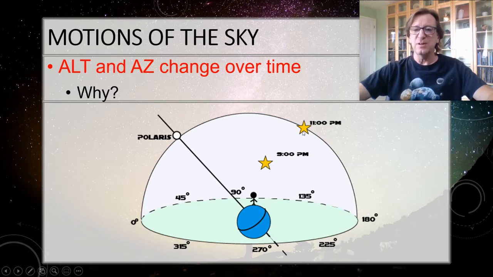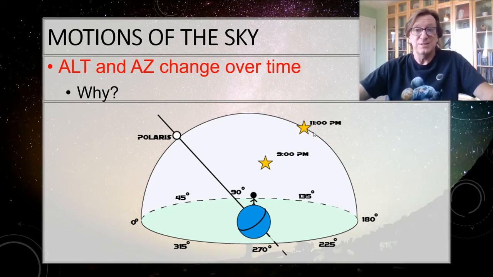Then at 11 o'clock, now it's directly above the southern horizon. So its azimuth has changed. It's at 180, and now it's up at its maximum altitude, maybe 60 degrees. So the altitude and azimuth are obviously changing. So the question is, why? Why does the star appear to move? Well, it's because the Earth is rotating.